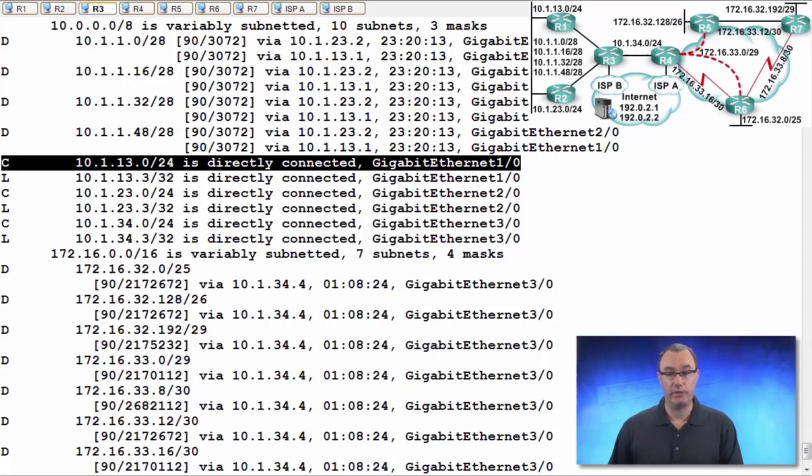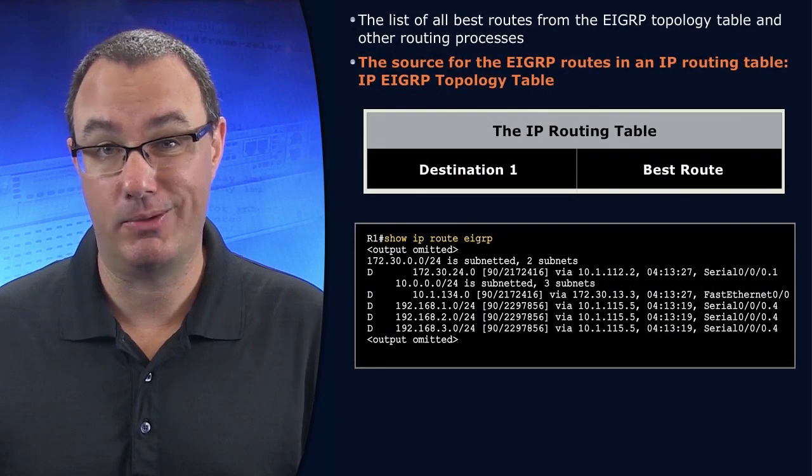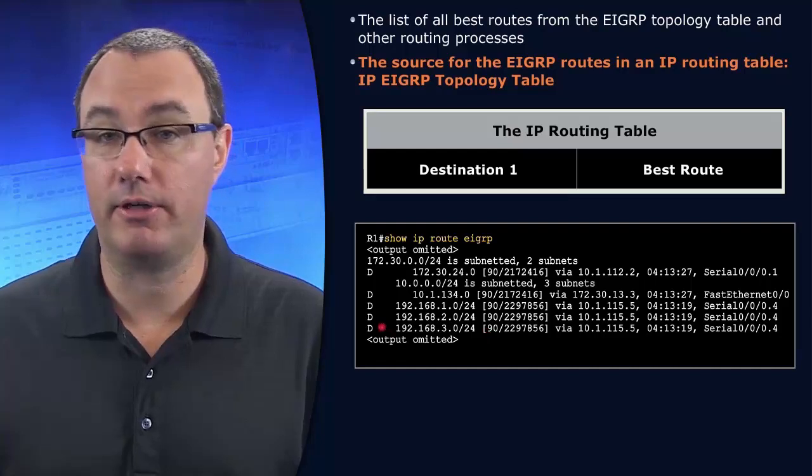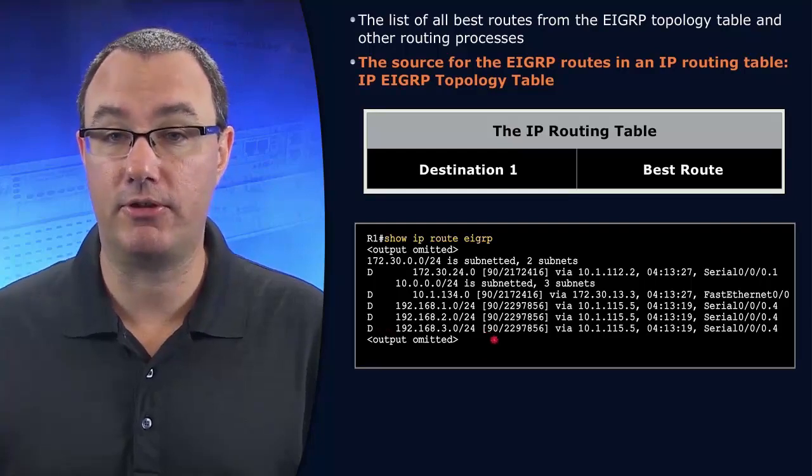So being able to interpret the routing table is critical for really any routing protocol out there. And EIGRP, we recognize it with the letter D, and it's got an administrative distance of 90.